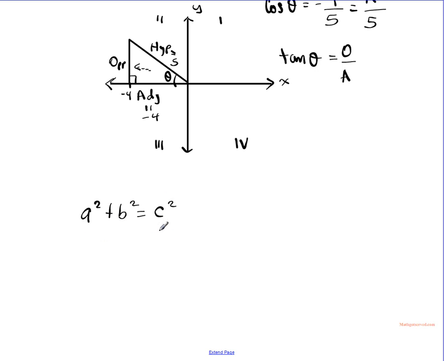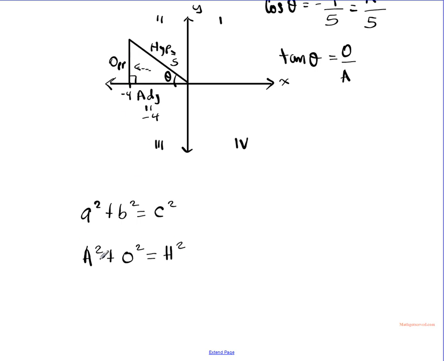So another variation of the Pythagorean theorem using O, H, and A is a squared plus O squared equals H squared. It doesn't matter which you call adjacent and which the opposite, because they're both the legs. Just remember the hypotenuse is always C. So this equation, a derivation of the Pythagorean theorem, will help me figure out what O is.